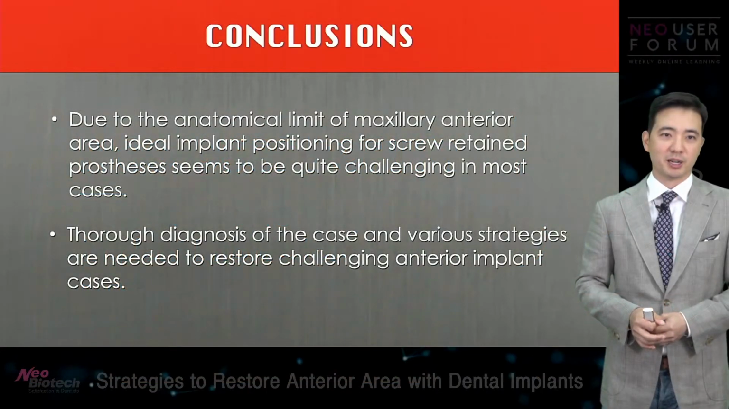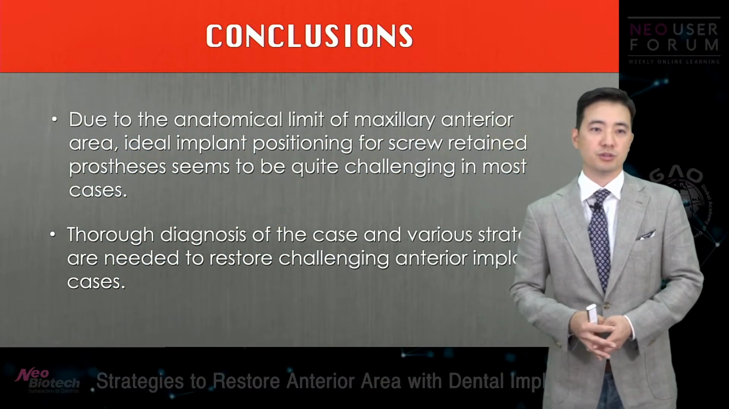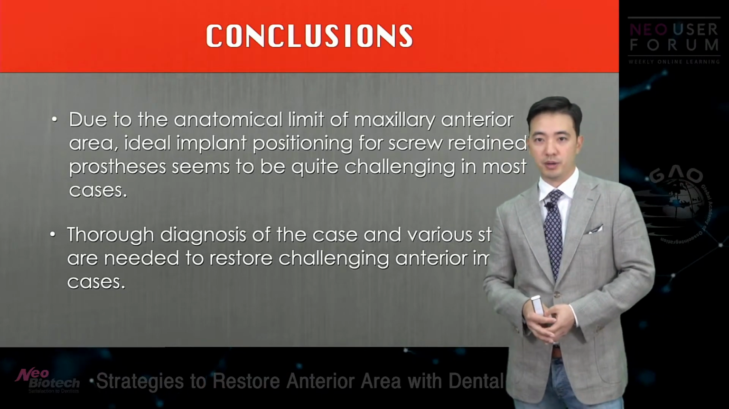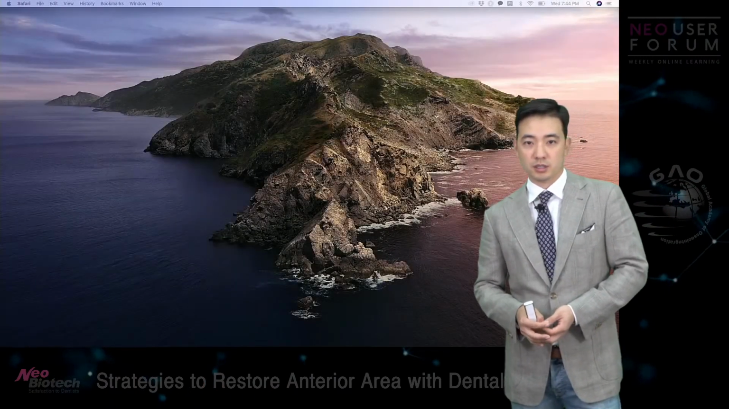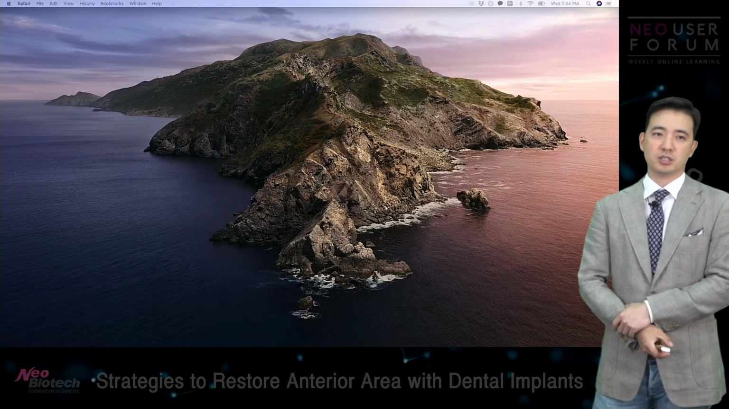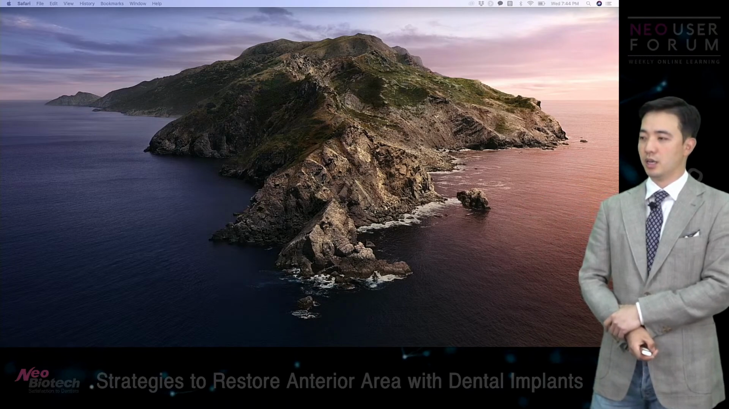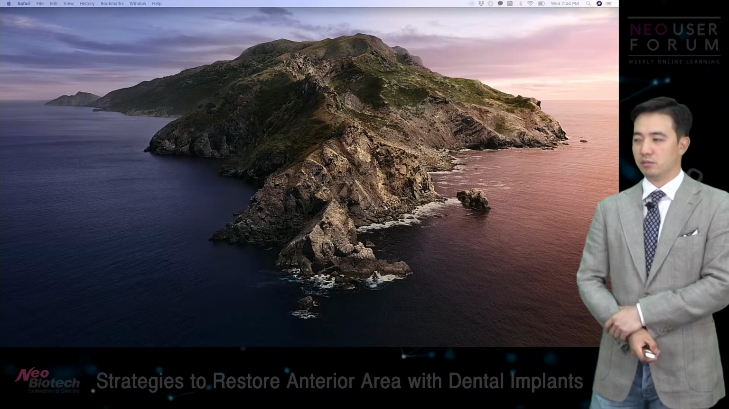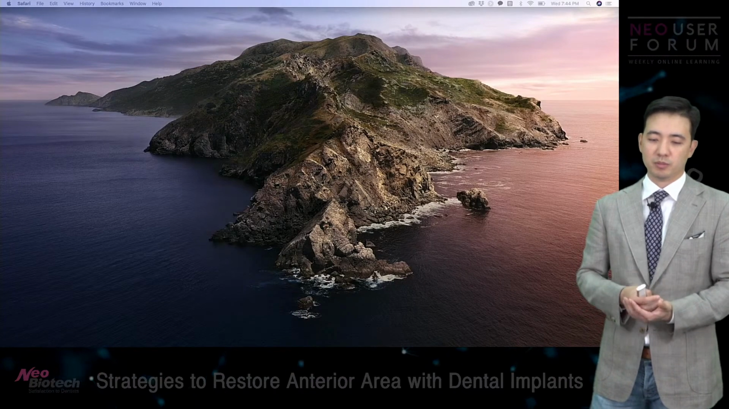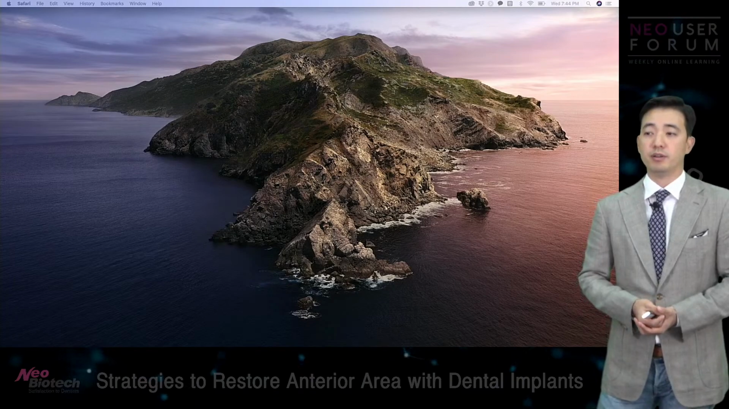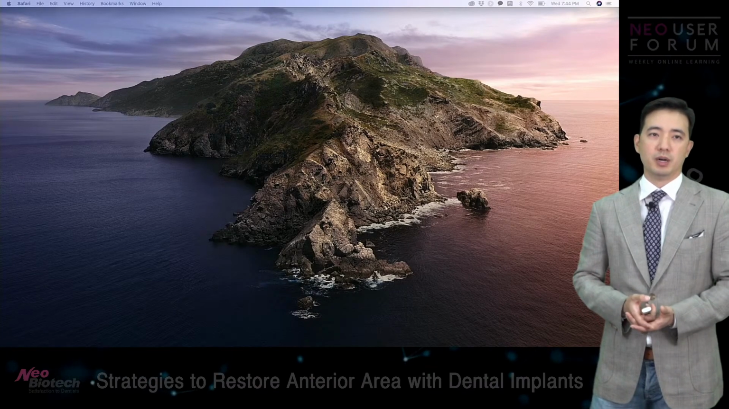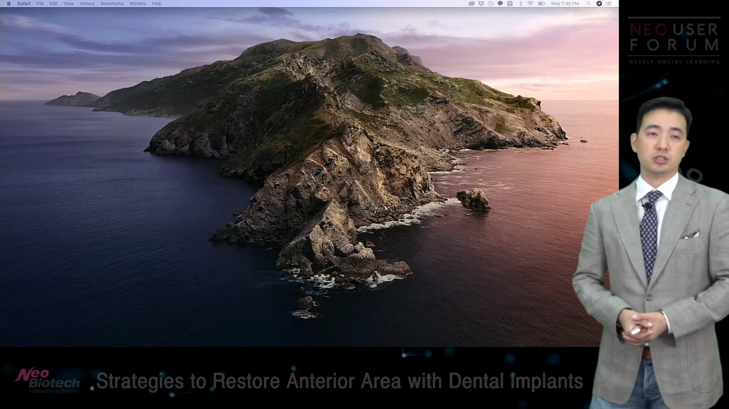To Christopher Sim again: would it be more predictable to do without the socket shield technique in the anterior area, given that complications mean possible bone and soft tissue loss? Well, I do treat 100% Asian patients, and most of my patients tend to have very thin buccal bone. That's the reason why I would try to use the socket shield technique.